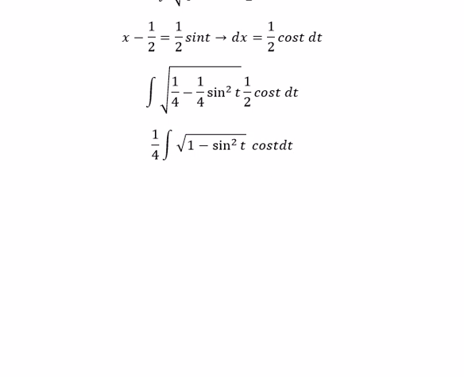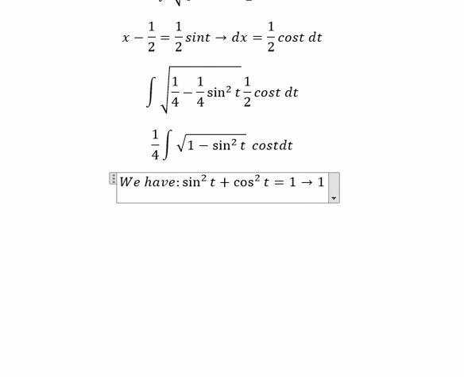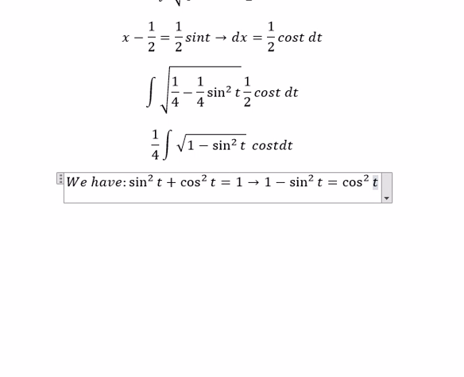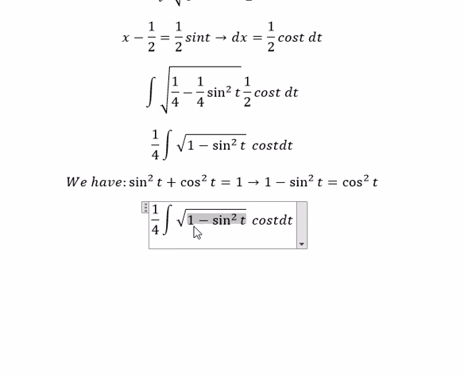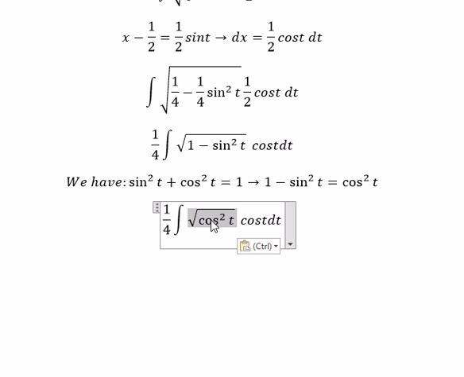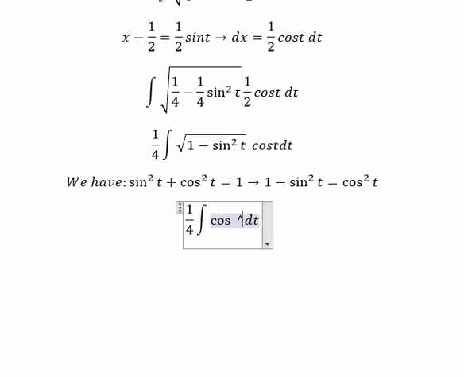Next, we have sine t squared plus cosine t squared equal to number 1. So we got about 1 minus sine t squared equal to cosine t squared. We put this one in here. The square root of cosine t squared, you got about cosine t. Cosine t and cosine t, you got about cosine t squared.